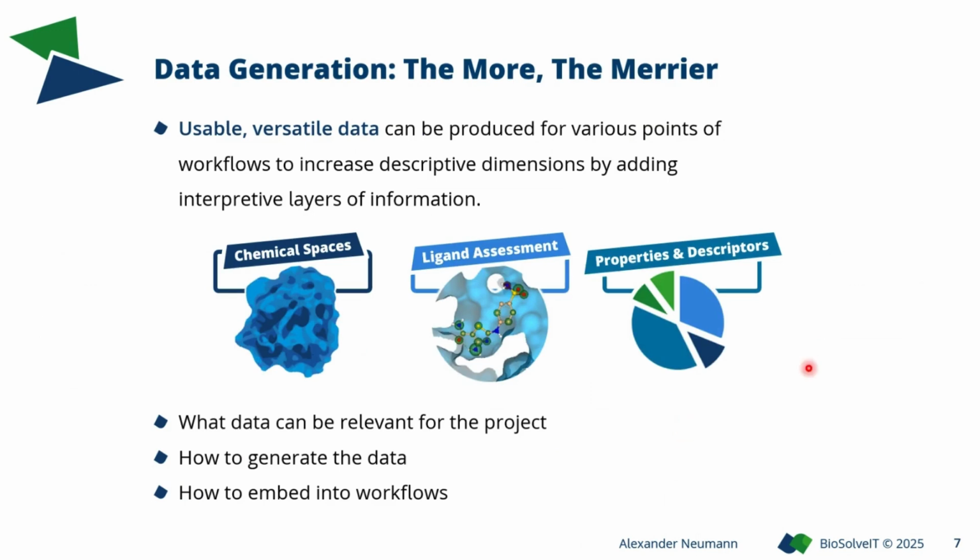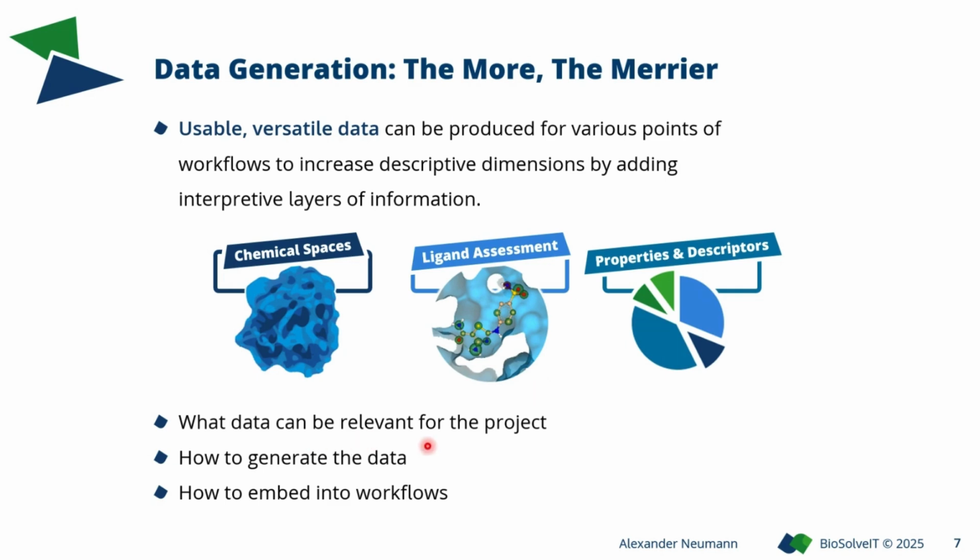As you mentioned before, the more data, the merrier. Therefore, in the first part of this workshop, I would like to talk about how to actually generate data. And for this, I have separated the data aspect into three regions, namely the chemical spaces, the ligand assessment, and the property and descriptors of molecules. And we will dive into them one by one. What you should always ask yourself when you're working in AI is ultimately, which data is relevant for my project? What is there to be processed?